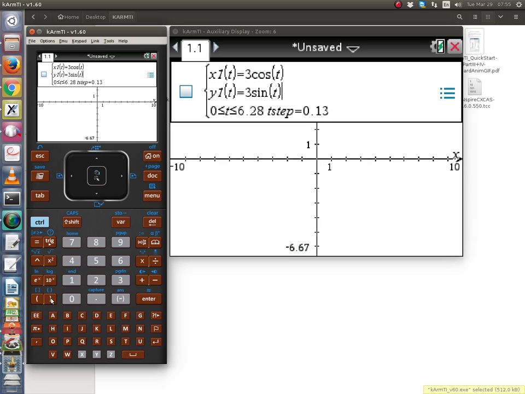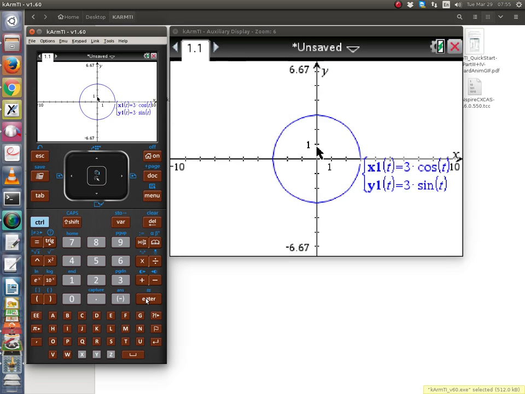Now, is that true? Let's see. What if I just say graph that? There you go. It's a circle of radius 3. Okay. All right, there you go.